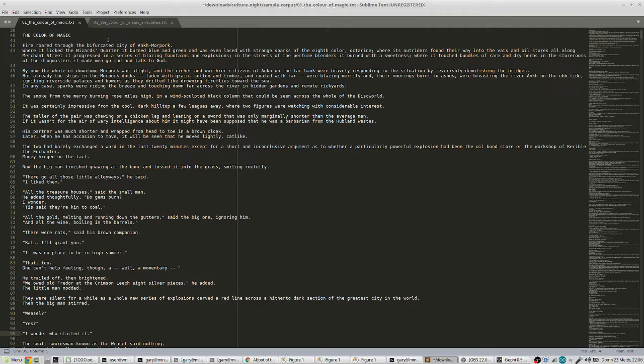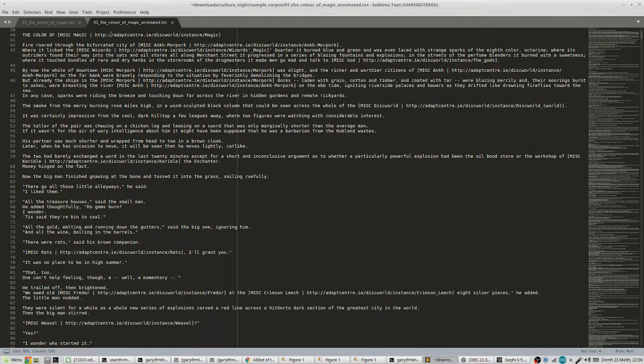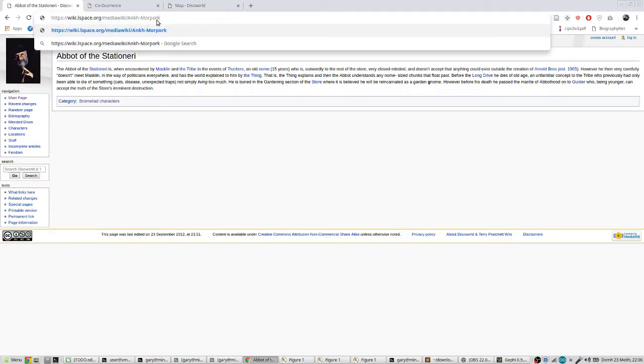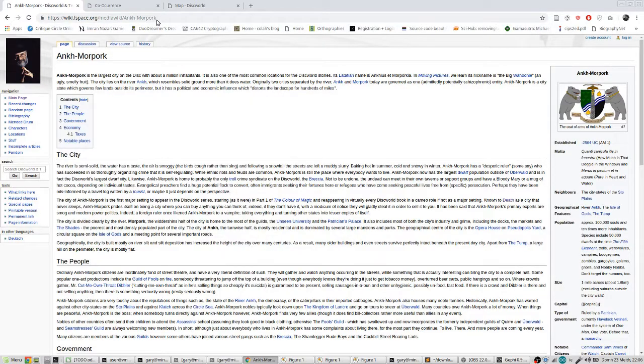And after processing this, the computer is able to indicate that it knows, for example, that magic is a concept within Discworld. There's such a thing as magic. Ankh-Morpork is another thing. It's a city. And we can follow these links back to the L-Space Wiki and read more information about the entity that's been annotated. So here's information about Ankh-Morpork.